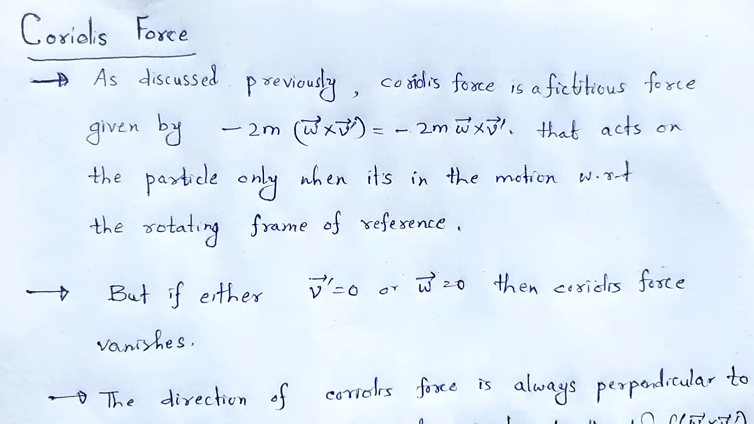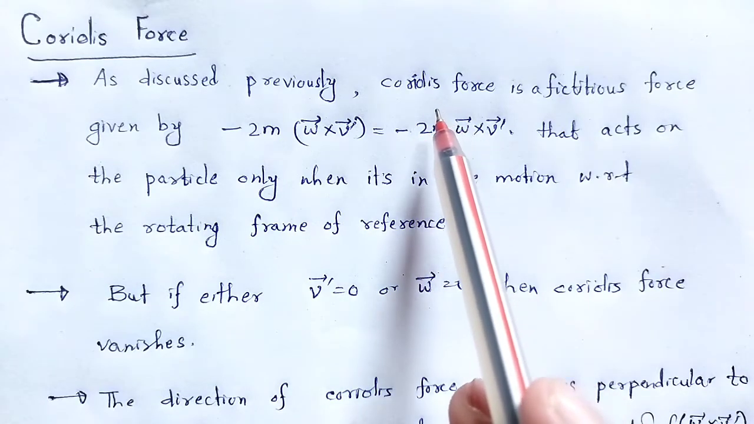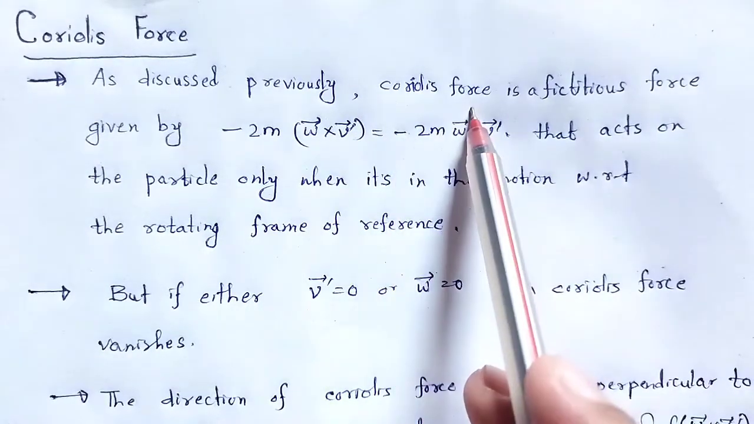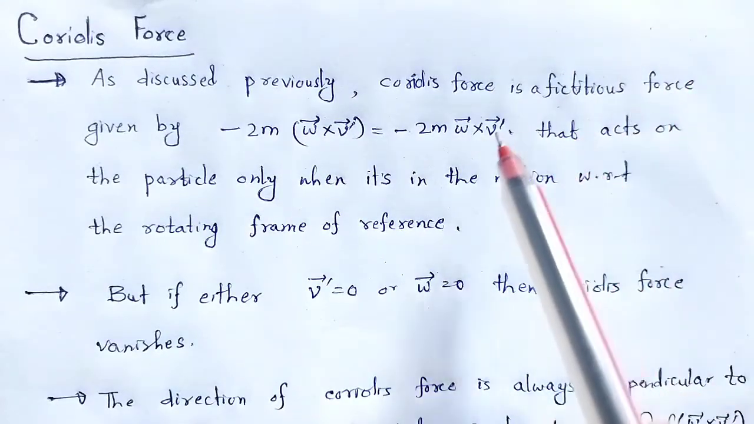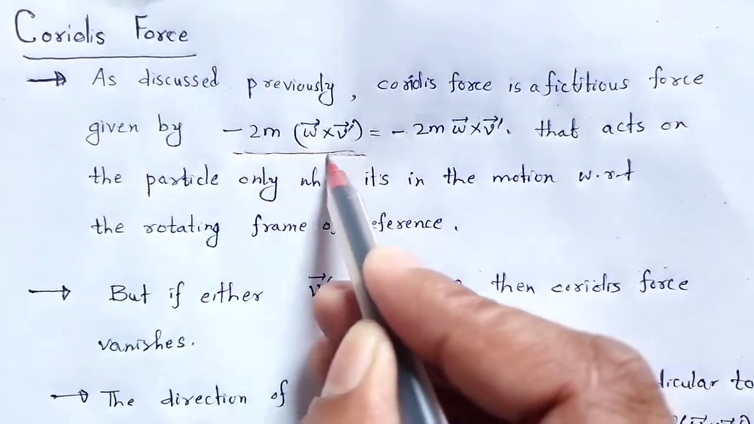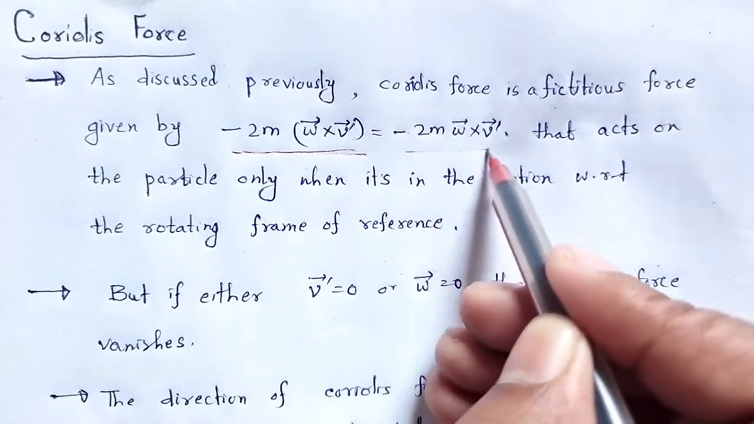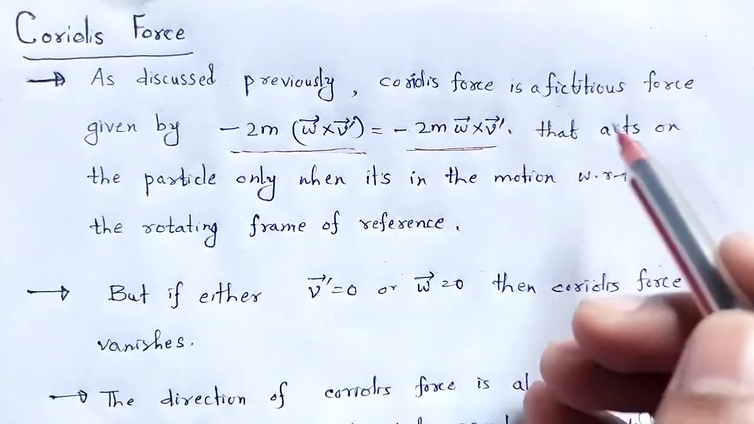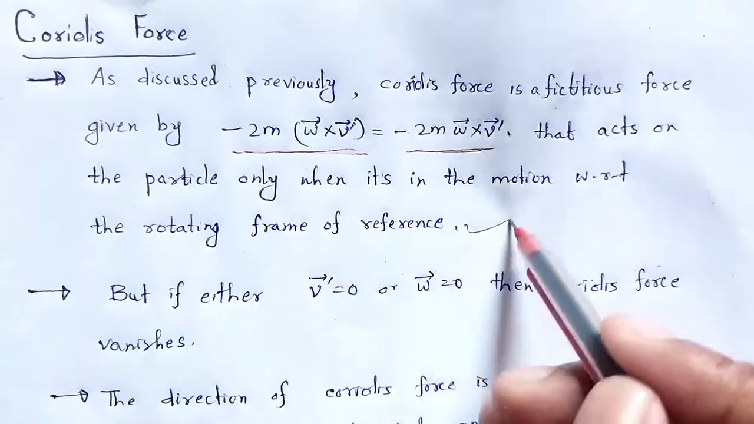In this video, we are going to discuss Coriolis force and its applications. Let's begin. As we discussed previously, the Coriolis force is a fictitious force, or we can say a pseudo force, and mathematically it is given by minus 2m omega cross v dash. It acts on the particle only when it is in motion with respect to the rotating frame of reference.